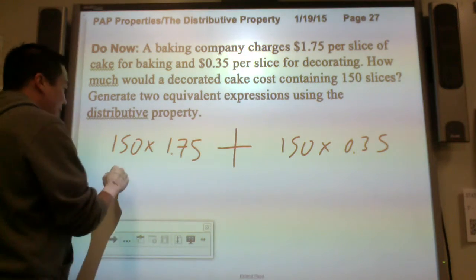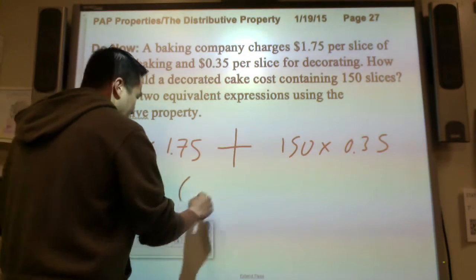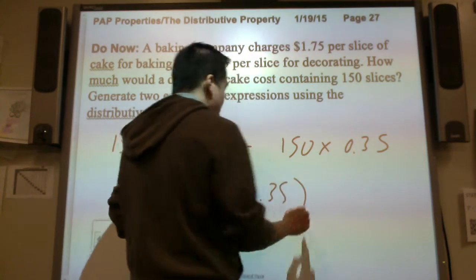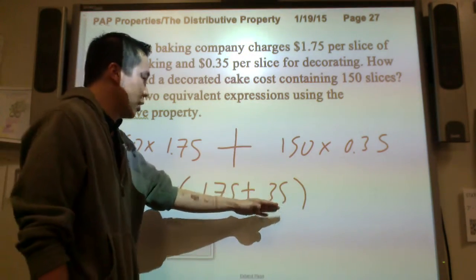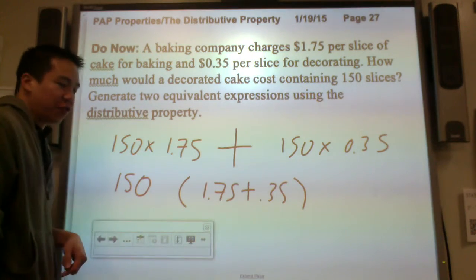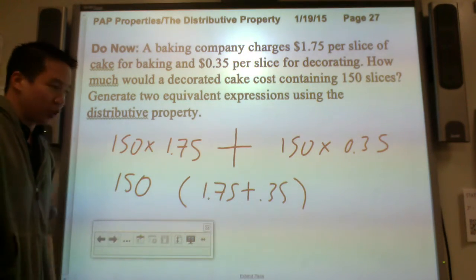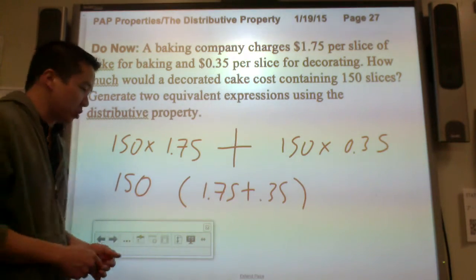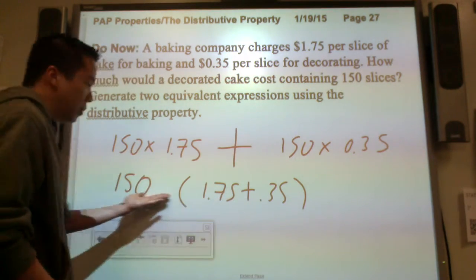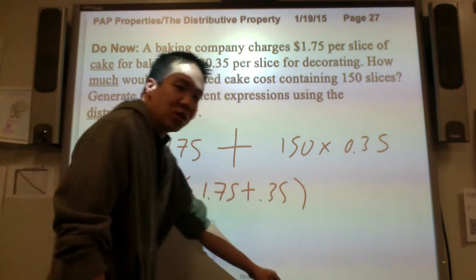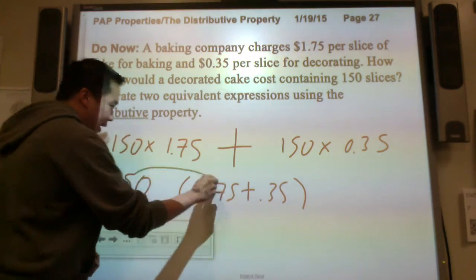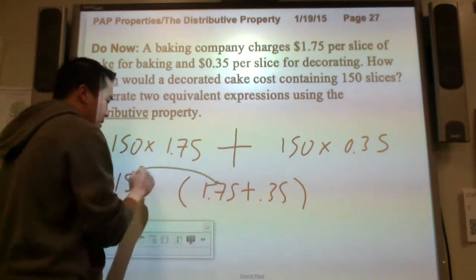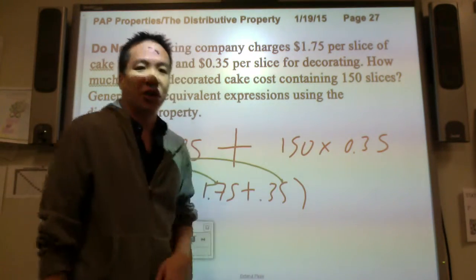What if you would like to set it up this way? It costs $1.75 and 35 cents to bake and decorate. You're buying how many slices? 150. So this is another way you could do it. Both of these are equivalent expressions. From this, you can use the distributive property and get 150 times 1.75 plus 150 times 35 cents.